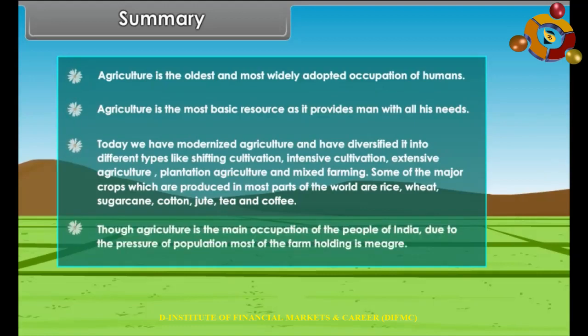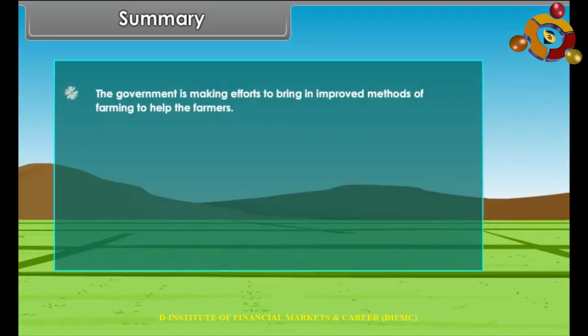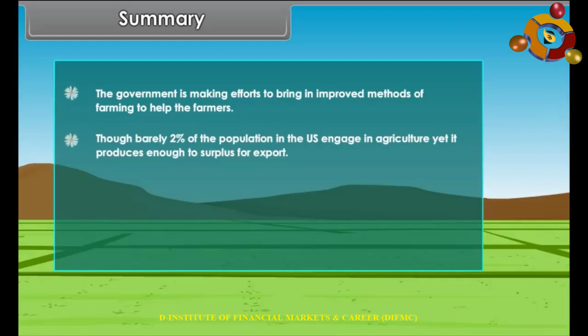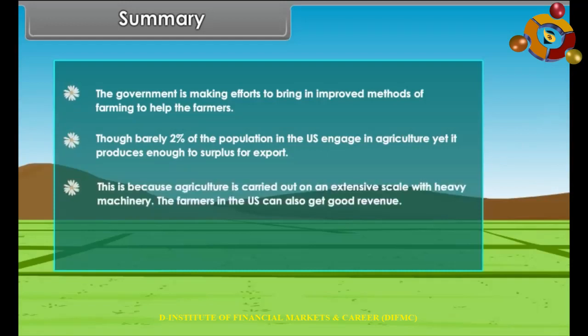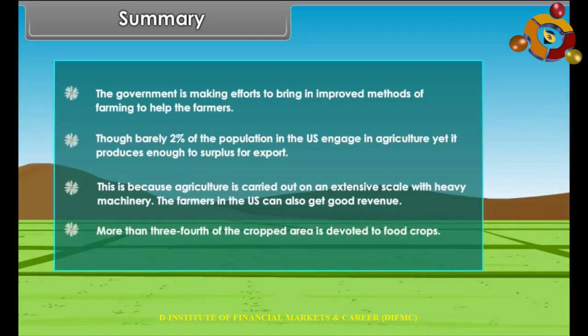Though agriculture is the main occupation of the people of India, due to the pressure of population, most of the farm holding is meager. The government is making efforts to bring in improved methods of farming to help the farmers. Though barely 2% of the population in the US engage in agriculture, yet it produces enough surplus for export. This is because agriculture is carried out on an extensive scale with heavy machinery. The farmers in the US can also get good revenue. More than 3/4 of the cropped area is devoted to food crops.